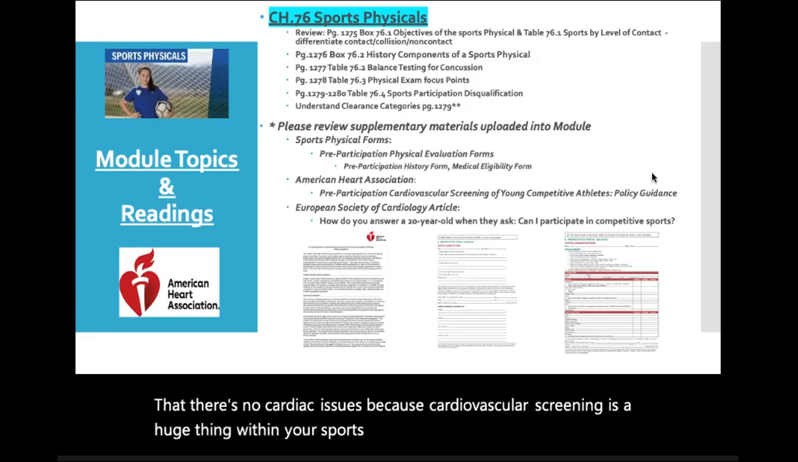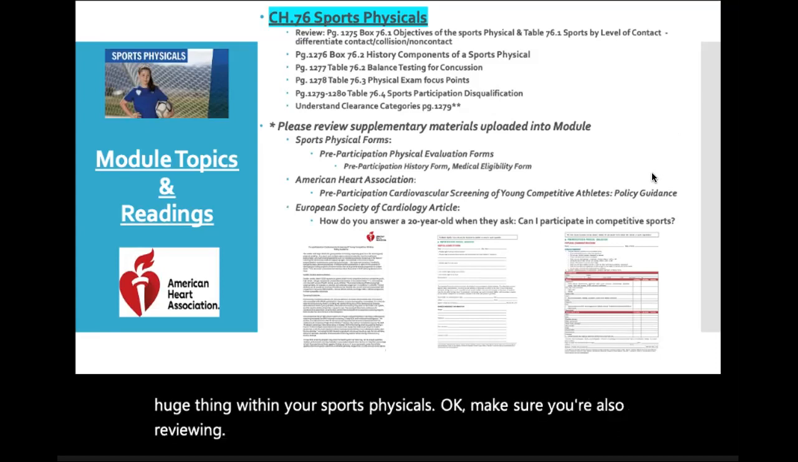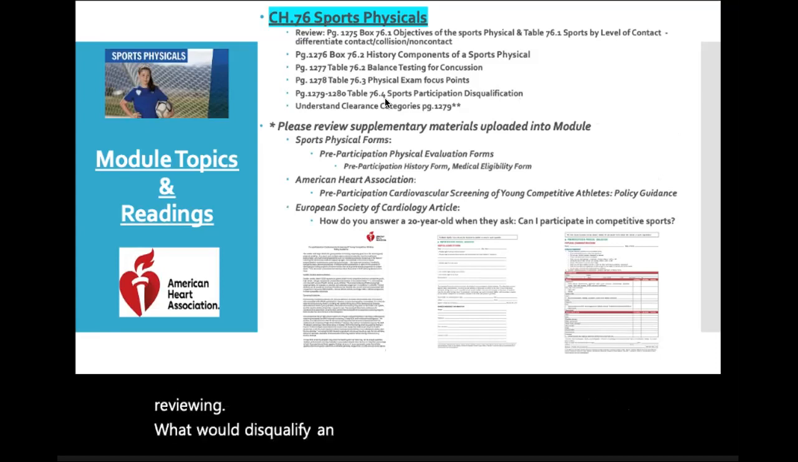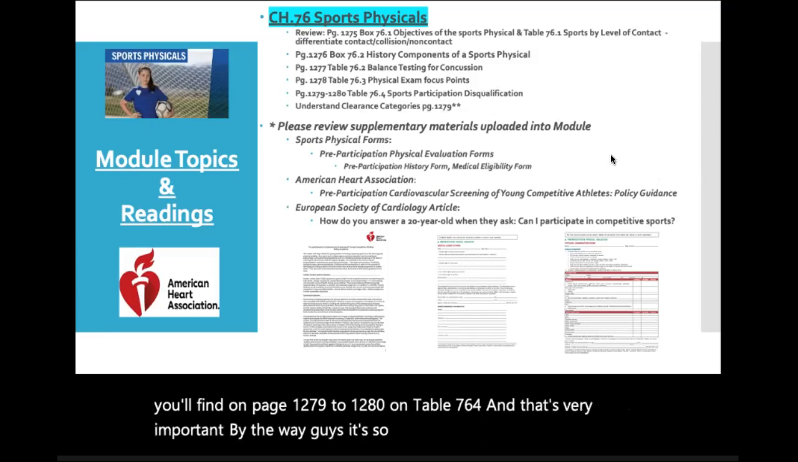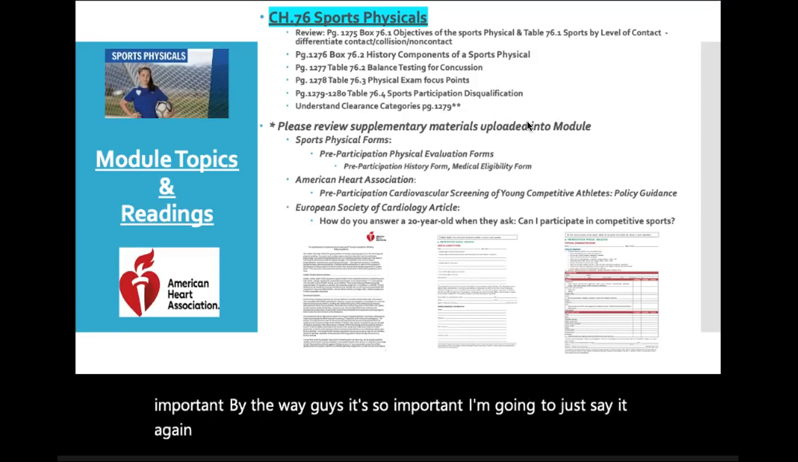Okay, make sure you're also reviewing what would disqualify an athlete from being cleared to play, which you'll find on page 1279 to 1280 on table 76.4. And that's very important, by the way, guys. It's so important. I'm going to just say it again. Please make sure you review what could disqualify these athletes from participating.